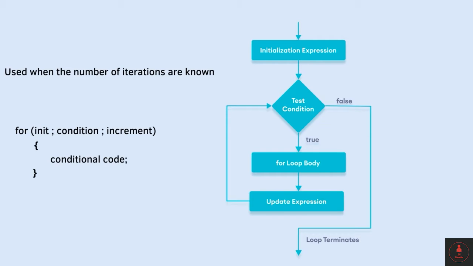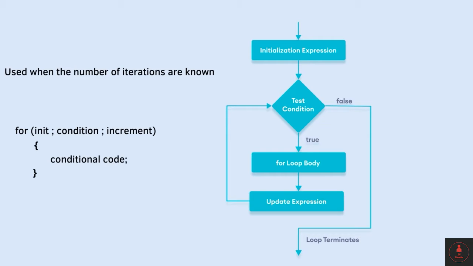Now, how will it execute? First of all, the initialization will execute. It will initialize a particular variable with a given value. Before entering the body of the for loop, it will check the condition. If the condition is true, only then this code block will get executed. If the condition is false the very first time, it will not execute at all. So if the condition is true, the code block will execute, and then comes the increment.